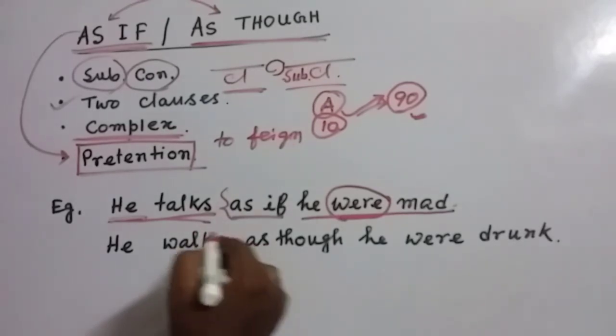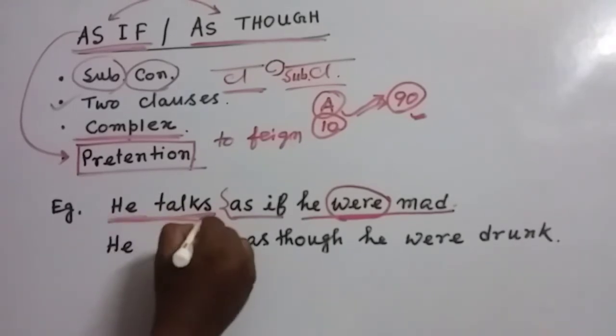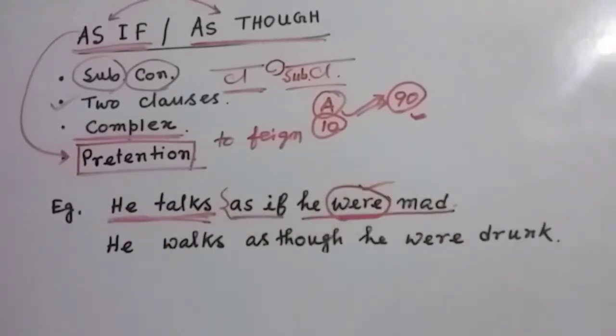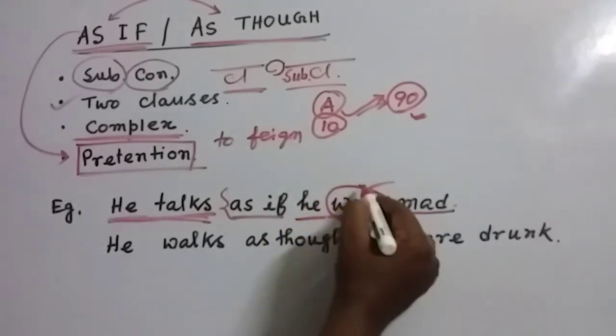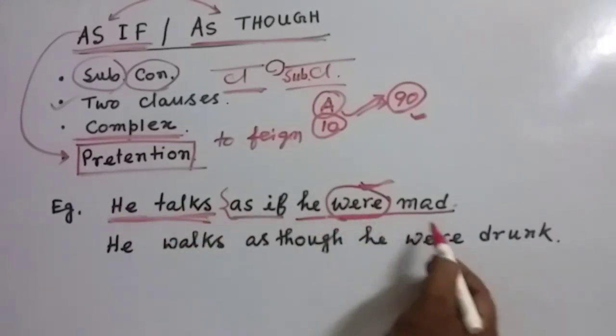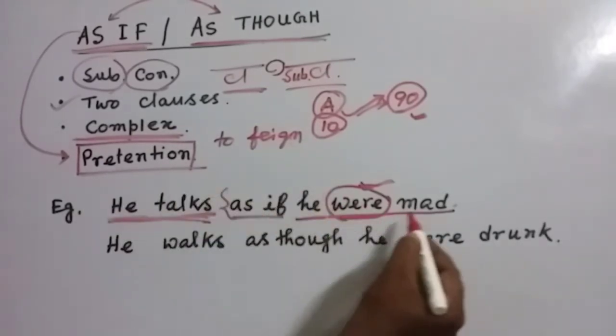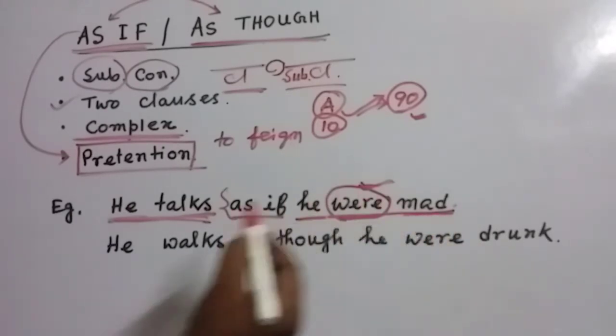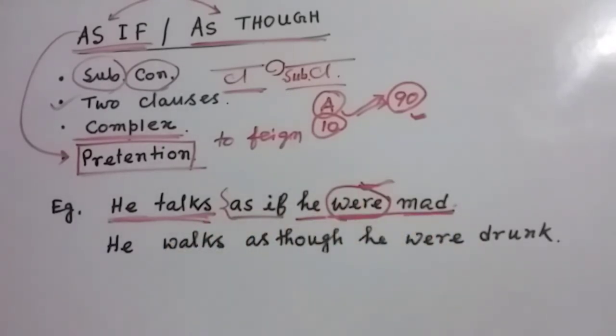That's why if it is present tense, at that time we have to write were. Whatever the subject is, we don't have any problem. We have to write were. That means it will be a past form. It means he talks as if he were mad. It means he is not actually a mad person, and he is acting like a mad person. My dear friends, I think you can understand the meaning.